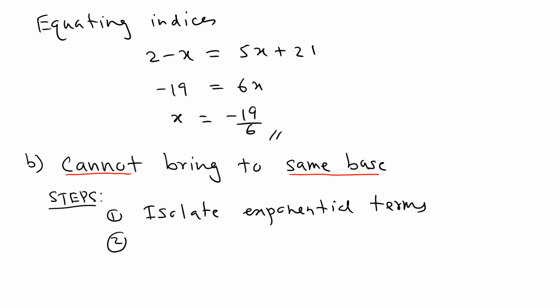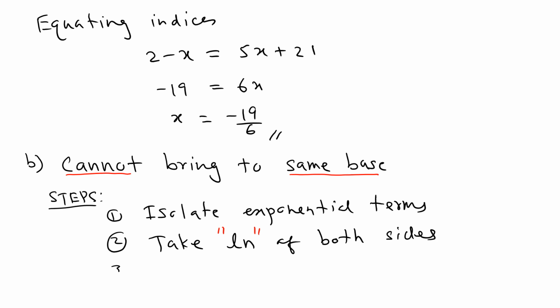And then we can do one special thing. We're going to take the log of both sides. So take what we normally call ln. Ln means natural log of both sides. So that is the major step that we can use to solve problems that you cannot bring into the same base. So take ln of both sides.